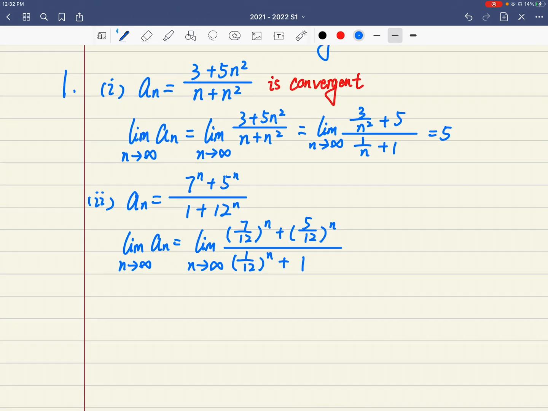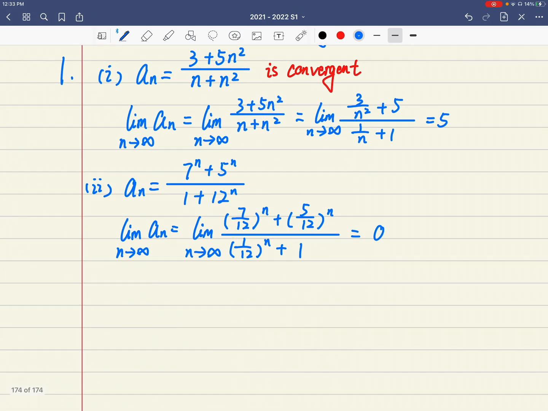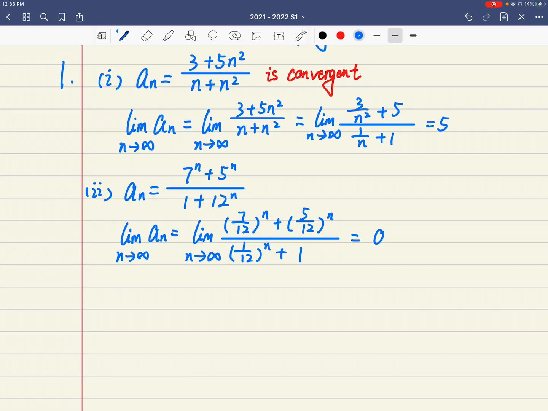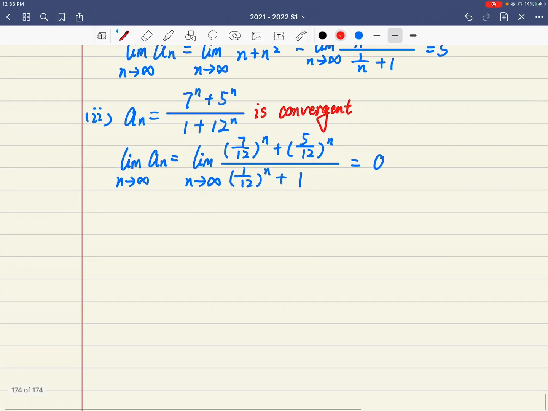The bottom's second part is just 1. When we do this, we didn't change the value of an. After we've done this, when n is approaching infinity, a number smaller than 1 to the power of infinity is going to be 0. This part is also going to be 0, and only this part is 1. So it's 0 over 1, and the result is 0. Again, the limit of an is a real number, so the sequence is convergent.